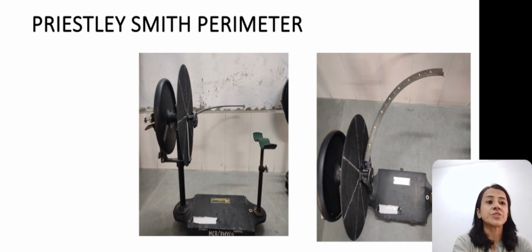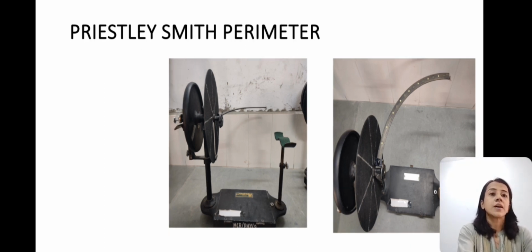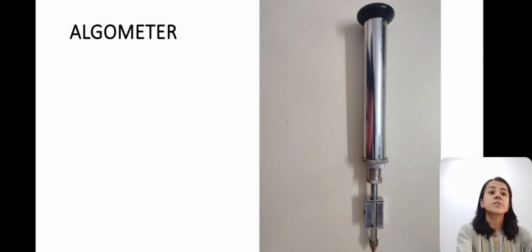This is the Priestley Smith perimeter. That is used to measure boundaries, that is the field of vision, to test the integrity of the optic nerve. This is the algometer. It is used to elicit deep pressure or pain sensation while we are performing sensory examination.